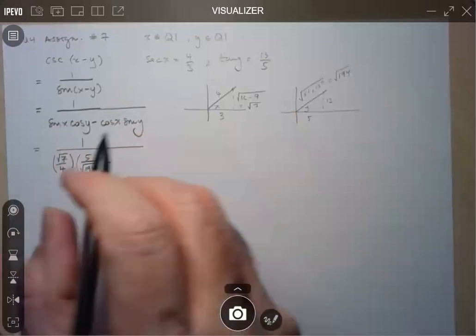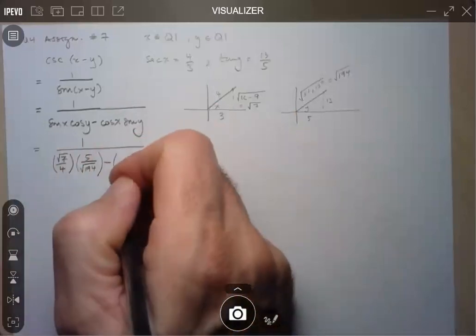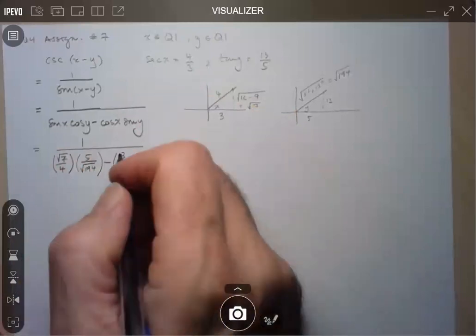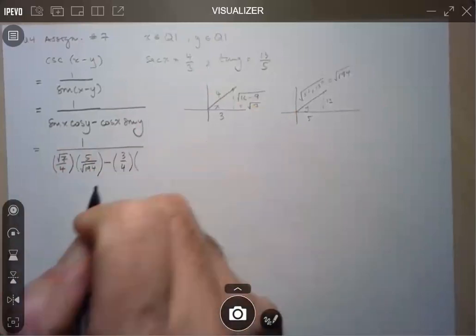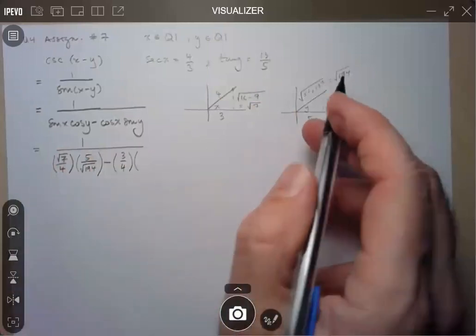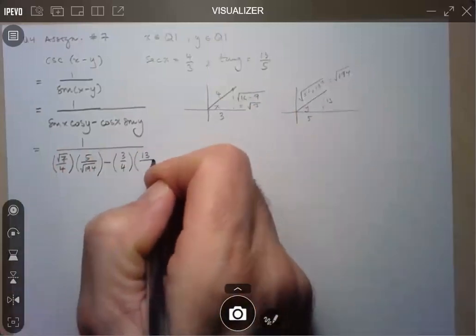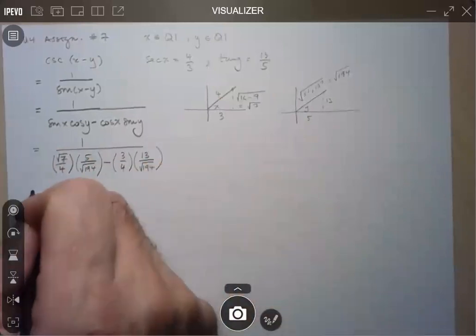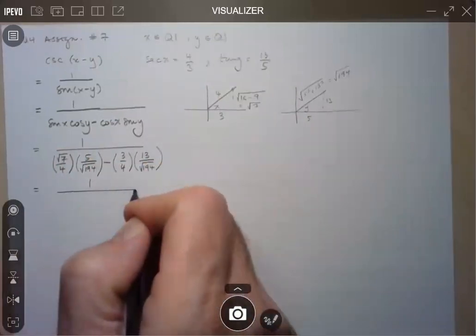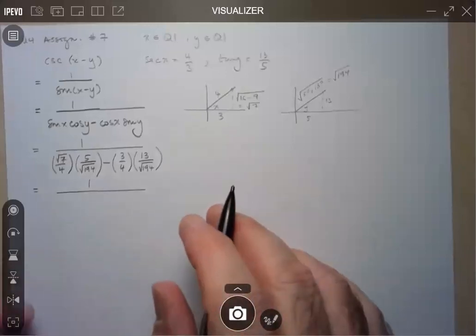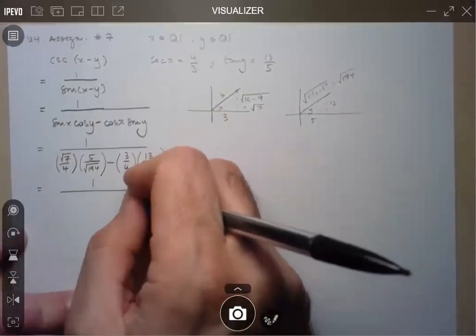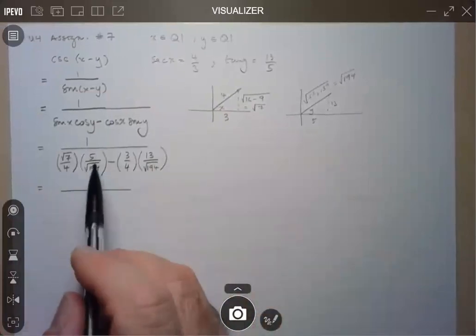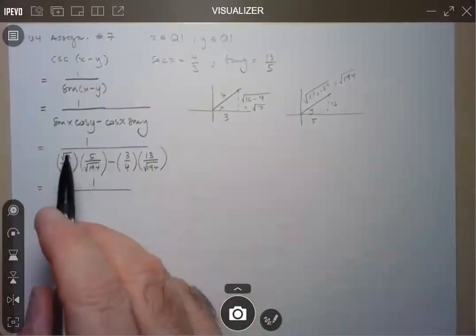And minus cos x is 3 over 4. Makes sense since secant is 4 over 3. And then sine y is 13 over root 194. Okay, so notice here, I just take my time. But it's very nice because the denominators are the same in the two fractions in the big denominator.